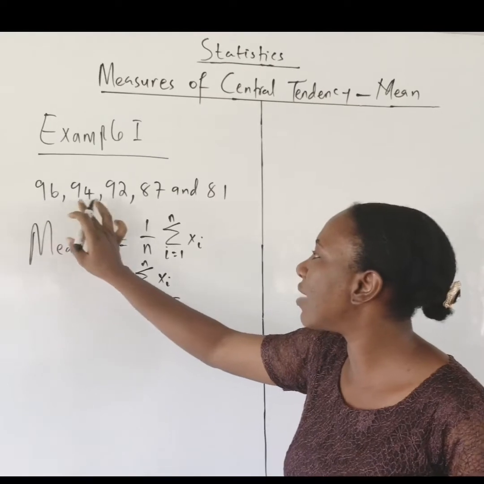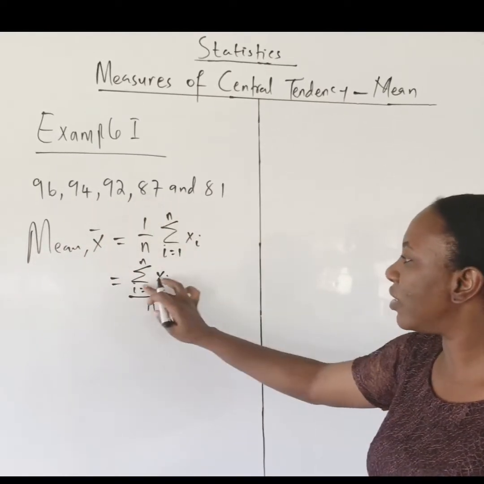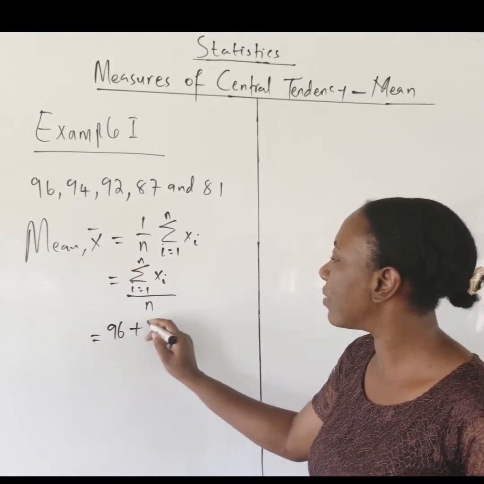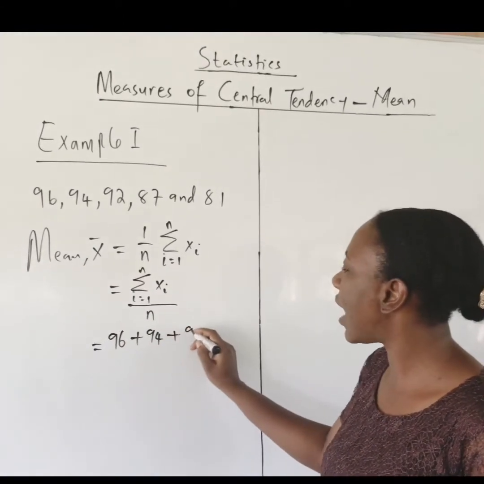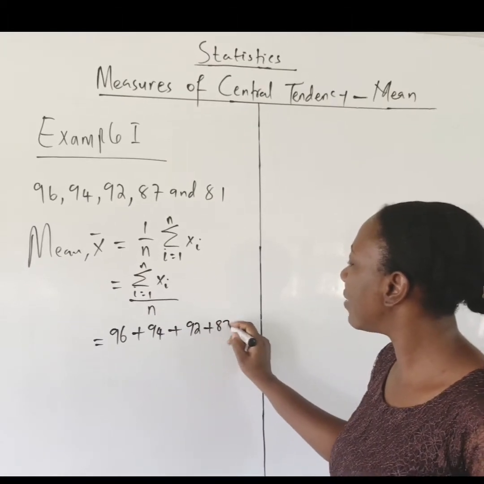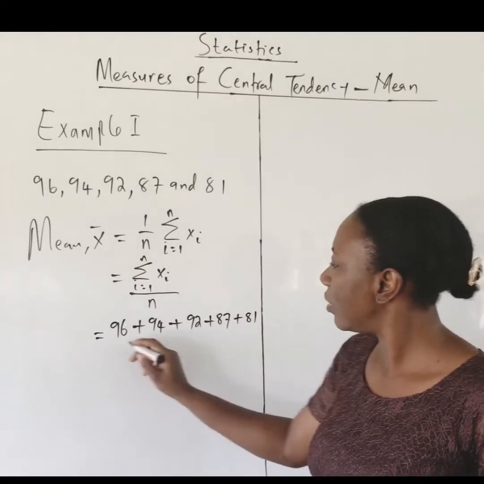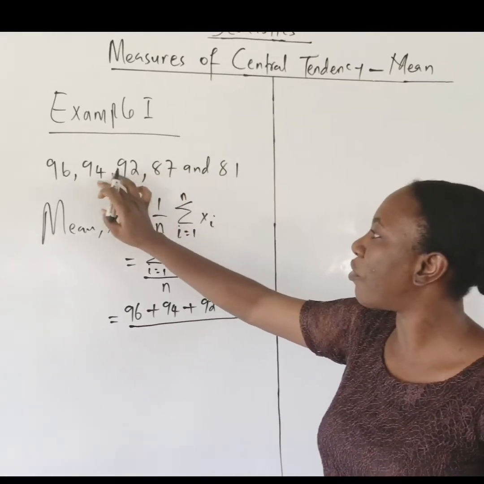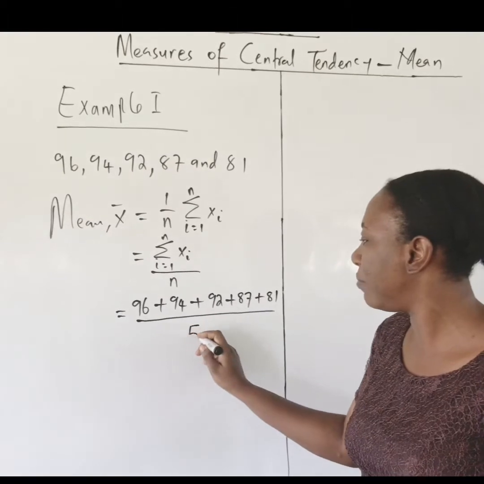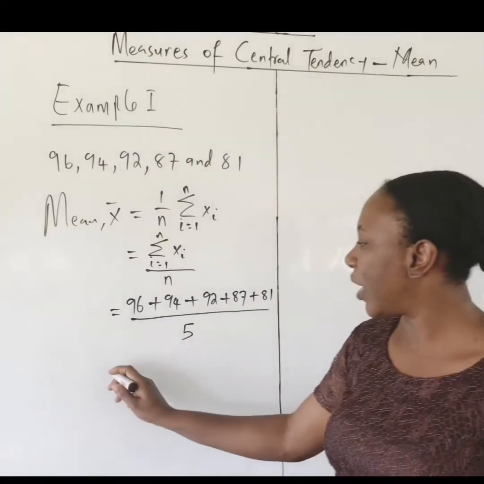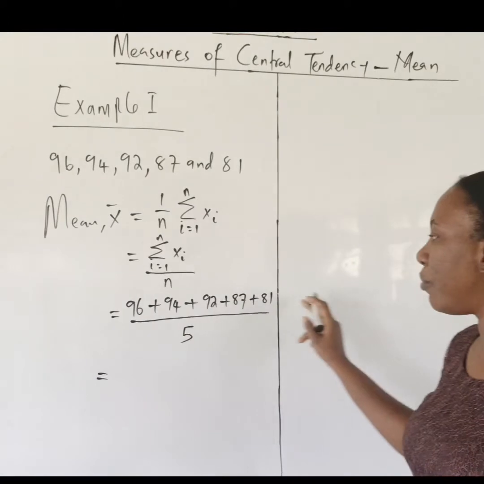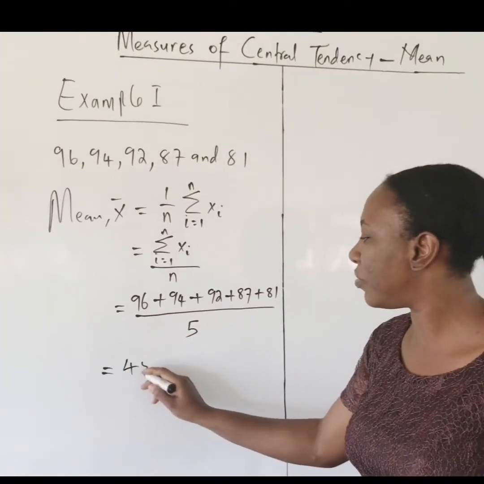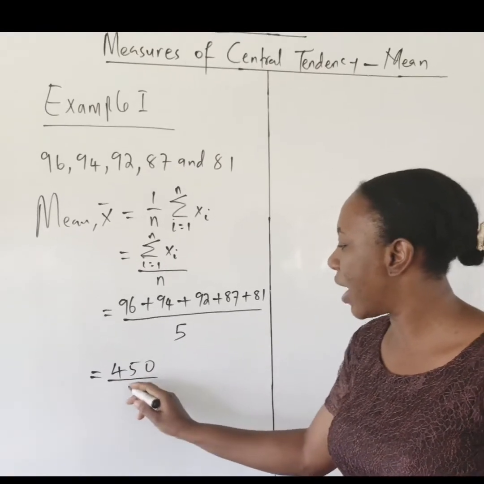I'm going to take the sum of these values. That's what this implies. And I have 96 plus 94 plus 92 plus 87 plus 81. We'll divide by the number of values we have. We have 1, 2, 3, 4, 5. 5 values. So I'm dividing by 5. You take the sum of the numerator. If I add these values, I will have 450 divided by 5.